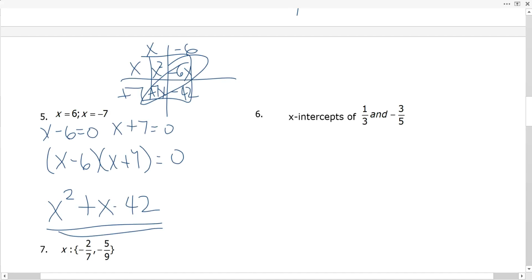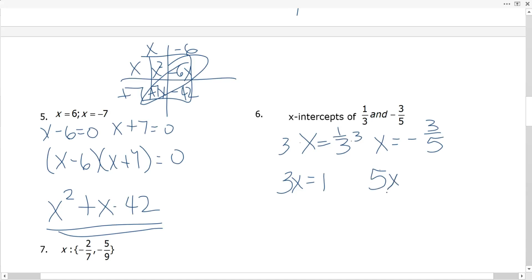Okay, number 6, I have fractions again. I have x equals 1/3, x equals negative 3 over 5. The first thing I'm going to do is multiply times my denominator. And this one I'm going to multiply times 5. So I'm going to have 3x equals 1. And I'm going to have 5x equals negative 3. Set them equal to 0. 3x minus 1 equals 0. 5x plus 3 equals 0. There's my two terms.